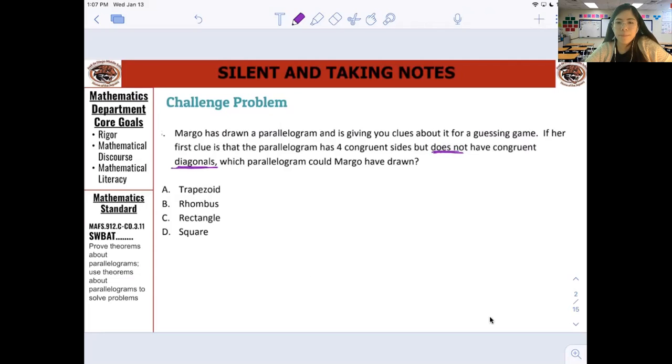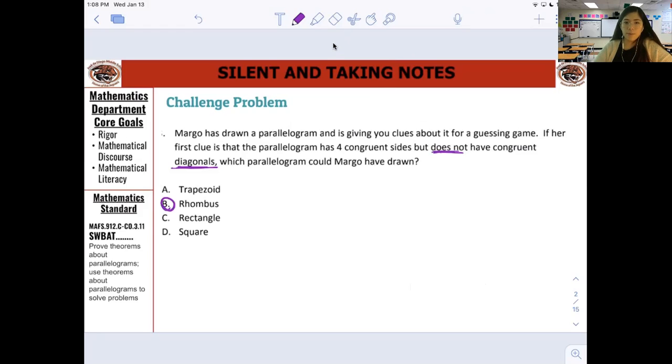Matter of fact, let me put a poll. Go ahead. 4 congruent sides, but does not have congruent diagonals. Five seconds to vote. 5, 4, 3, 2, and 1. The winning result is answer choice B, which is correct. This is definitely going to be a rhombus.